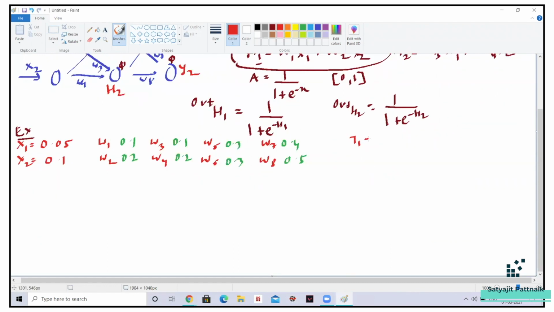I have my final Y1, Y2, the actual values. I'll name them T1 and T2. Let's say T1 is 0.01 and T2 is 0.99.